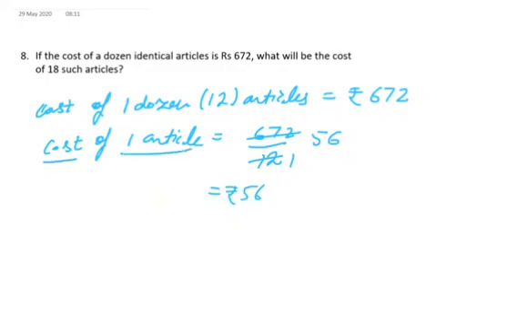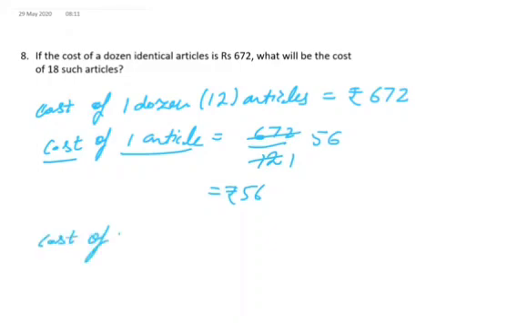Very good. Arpan Sharma, Richa, Jatin. Okay. Now Arpan is very fast. Very good, Arpan, cost of 1 article is 56 rupees. Now you have to find the cost of 18 articles.